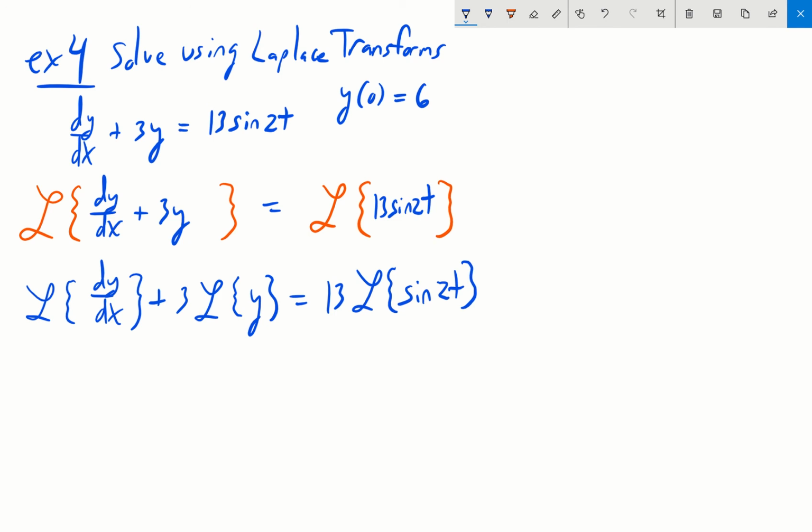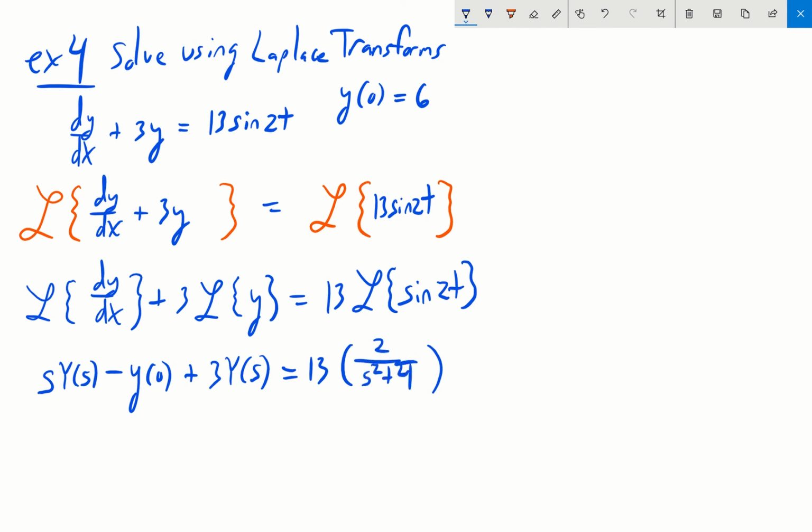From what we saw a moment ago, on the left-hand side, we know how to do the Laplace transform of the derivative. That's the thing that's currently new that we're working on. The Laplace transform of dy/dt is equal to s times y of s, so it's s y of s minus y of 0, plus 3 times the Laplace transform of y, which we call y of s. And this is going to be equal to 13 times, if you recall from our Laplace transform tables, the Laplace transform of sine of 2t, which is 2 divided by s squared plus 4.